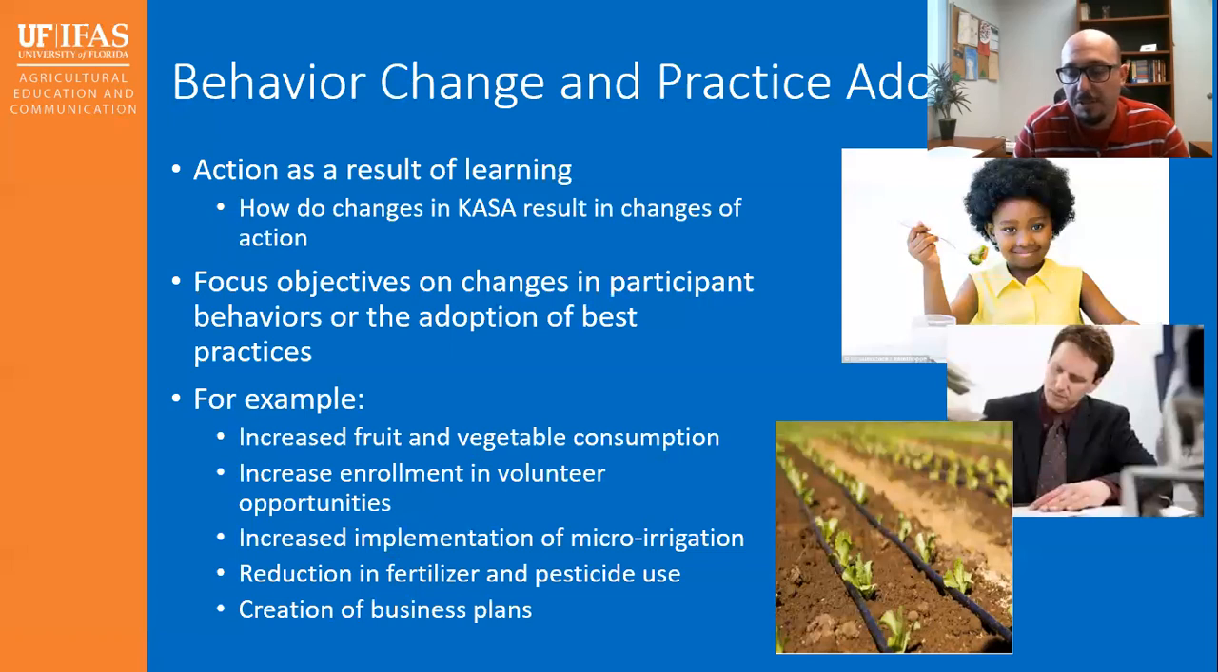So, for example, I'm going to use the ag context again. I'm going to throw out some random numbers just for example: at least 45% of program participants will adopt at least one agricultural best management practice within 1 year of program engagement as measured by follow-up survey. So you can see it outlines what the audience is expected to do and what time period, and that'll make a little bit more sense when we get into the SMART objective framework.